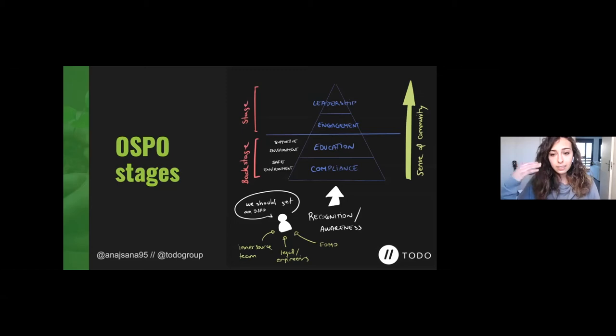So these are the different stages that an OSPO can face. The first one starts with recognition. And I've seen some cases where the recognition starts from the InnerSource team that says, hey, we need to move forward, and then that's when the OSPO starts. It also has to start with legal and engineering, but somehow there's a lot of inner work before actually getting involved in open source ecosystems.